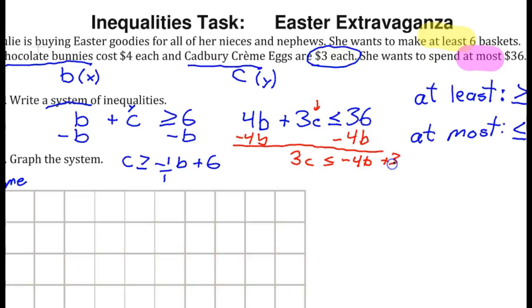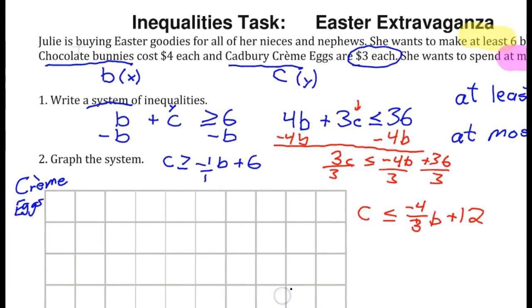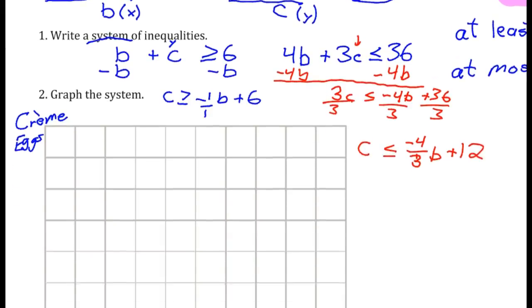Plus 36. And this one, we have to divide by 3. C. Don't need to flip the sign because we divided by a positive. And 36 divided by 3 is 12. So that would be the first steps, coming up with inequalities, and then you have to solve them for a variable. That's going to be like your y variable.